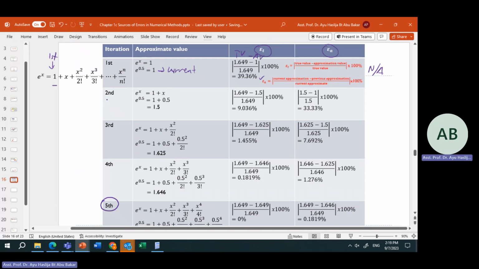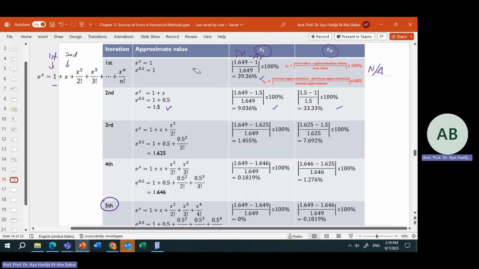Now move to the second iteration, which includes the second term: 1 plus x. So e power 0.5 is 1 plus the x, where x is 0.5. This is your approximate value. Repeat the same step to calculate the true error and also the approximate error. Now for the approximate error, you have the previous value. So 1.5 minus the previous value, which is the 1.